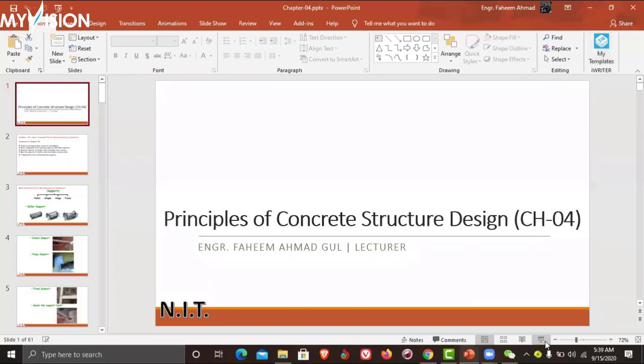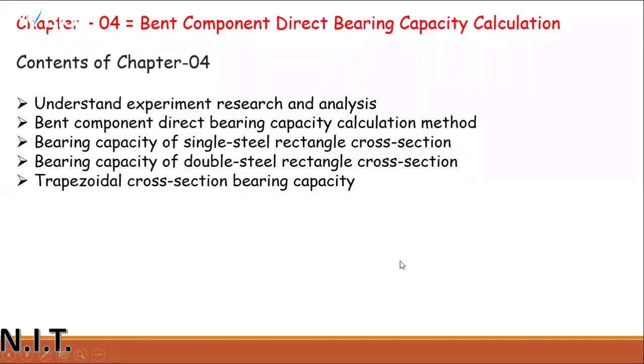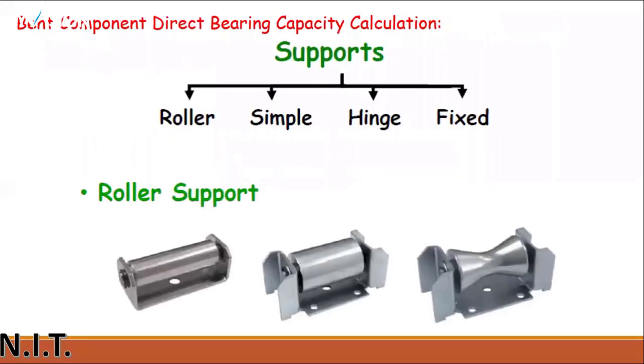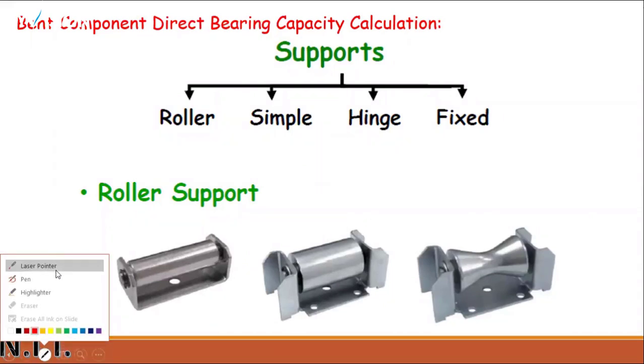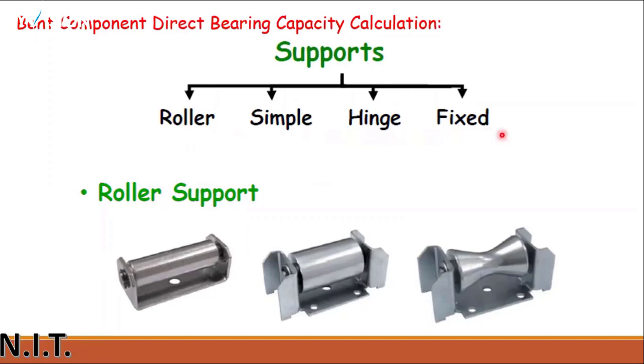If you remember in our previous class, we have just started our chapter number 4 and we have studied the different types of supports which we are using in our building design. There are basically 4 different types of supports: roller, simple, hinge, fixed. This is just the revision of yesterday's lecture. These are the 4 types of supports which we are using in our building design: roller, simple, hinge and fixed.